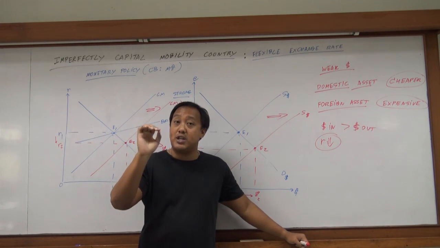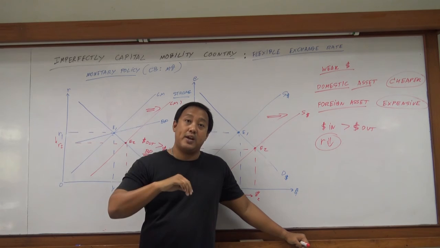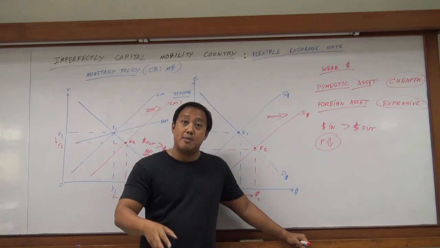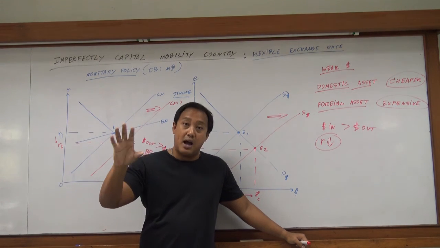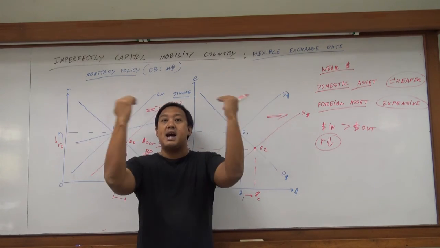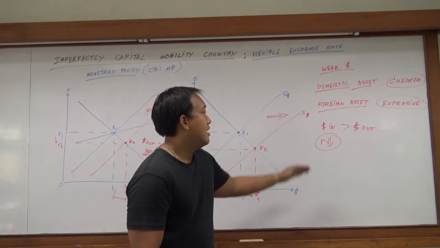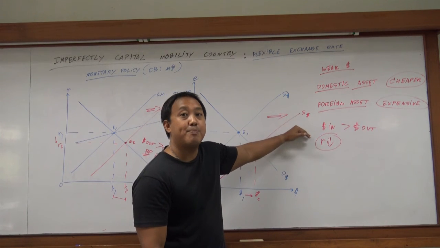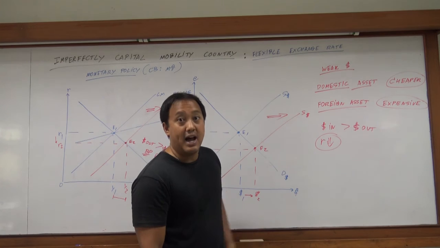Because the return in our country is lower, the money is going to stop flowing in. When the real interest rate is lower, the money is going to start flowing out a little bit more. Then the money flow in and the money flow out are going to be balanced or equal again. We're going to offset these effects by lowering the real interest rate.